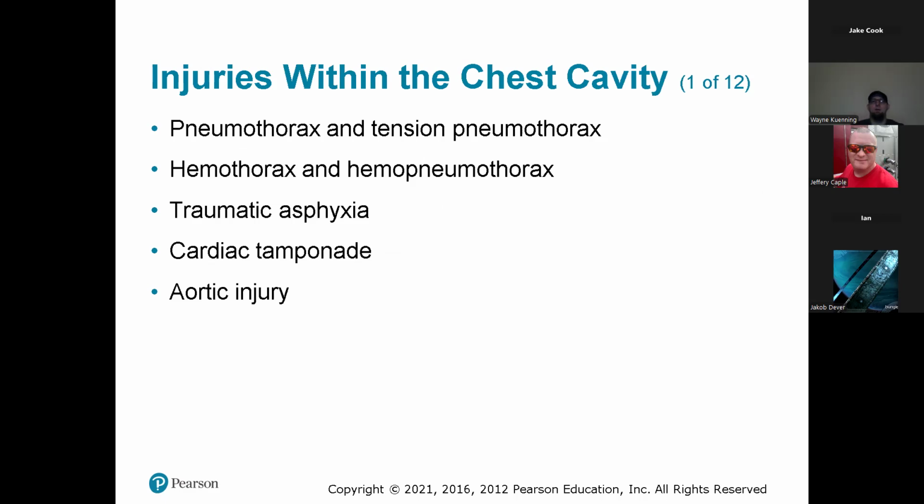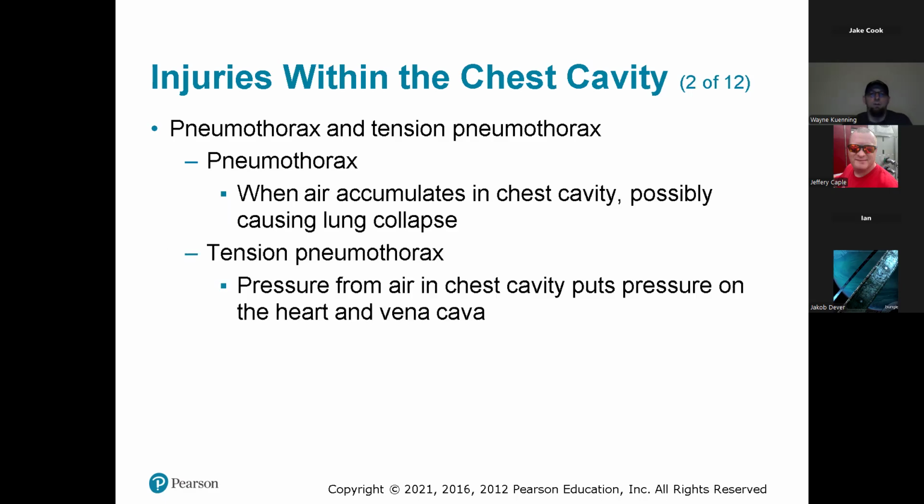Primary injuries: hemothorax, pneumothorax, and hemopneumothorax, which is basically just a mixture of blood and air around the lungs. Traumatic asphyxia, that's going to be trauma to the upper airway. Cardiac tamponade, which is blood or fluid surrounding the heart inside the pericardium, inhibiting the heart from being able to pump blood around. Aortic injury, those are typically a tearing injury from blunt trauma.